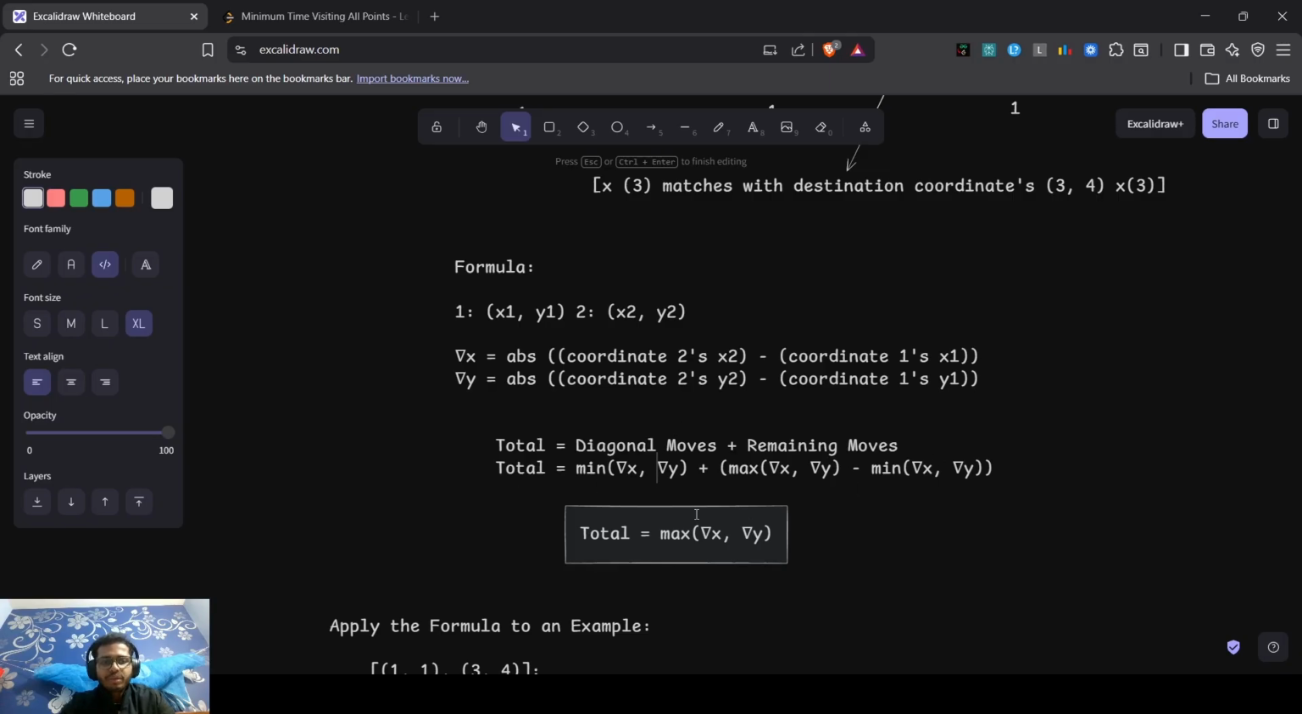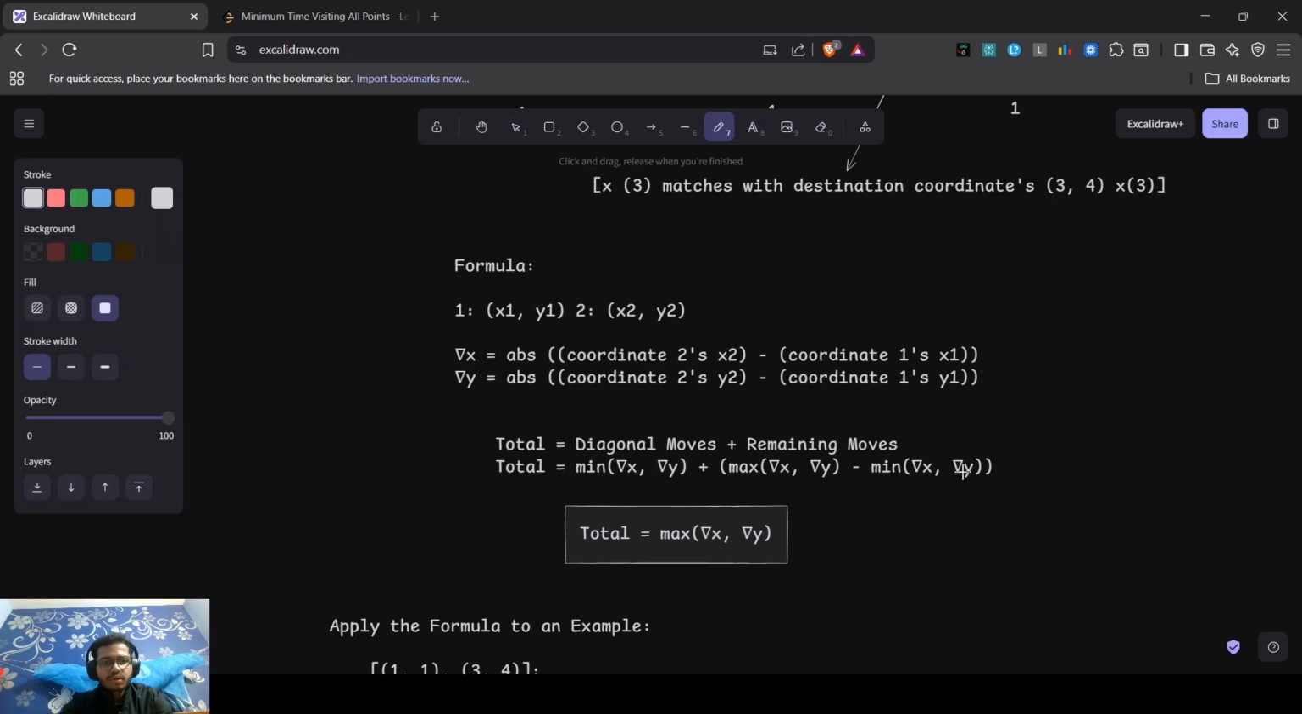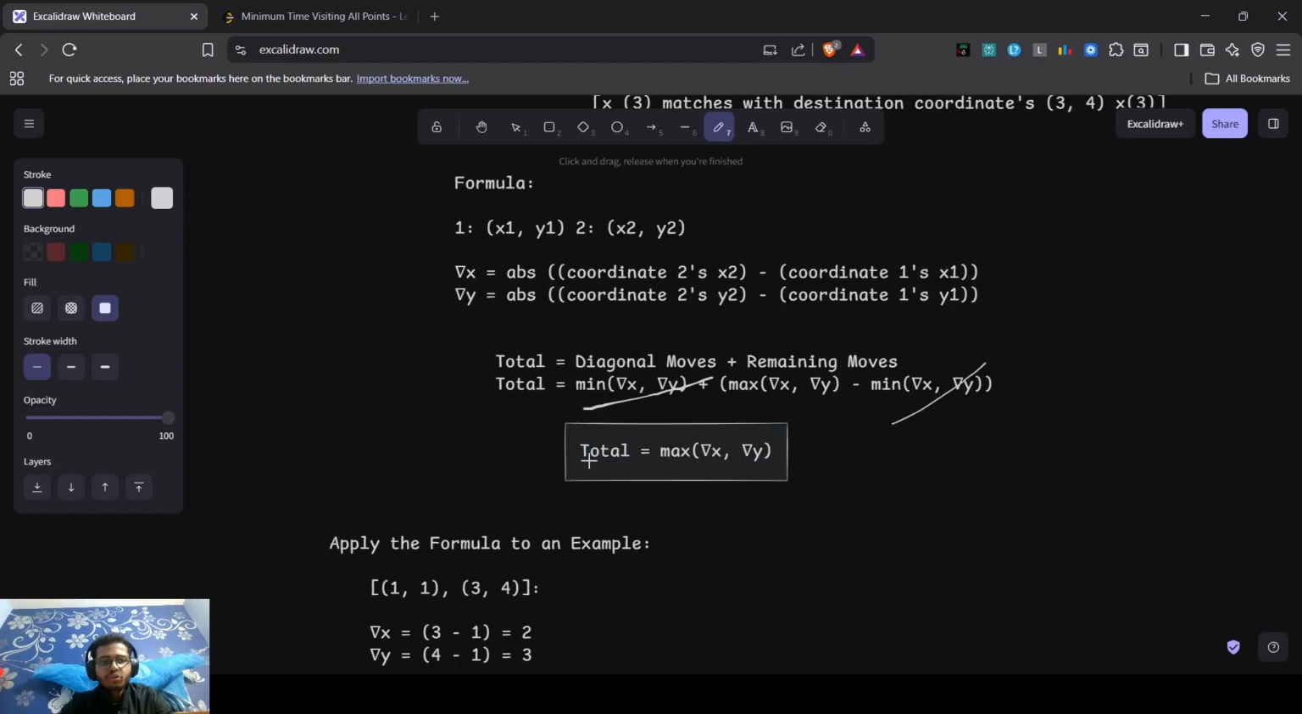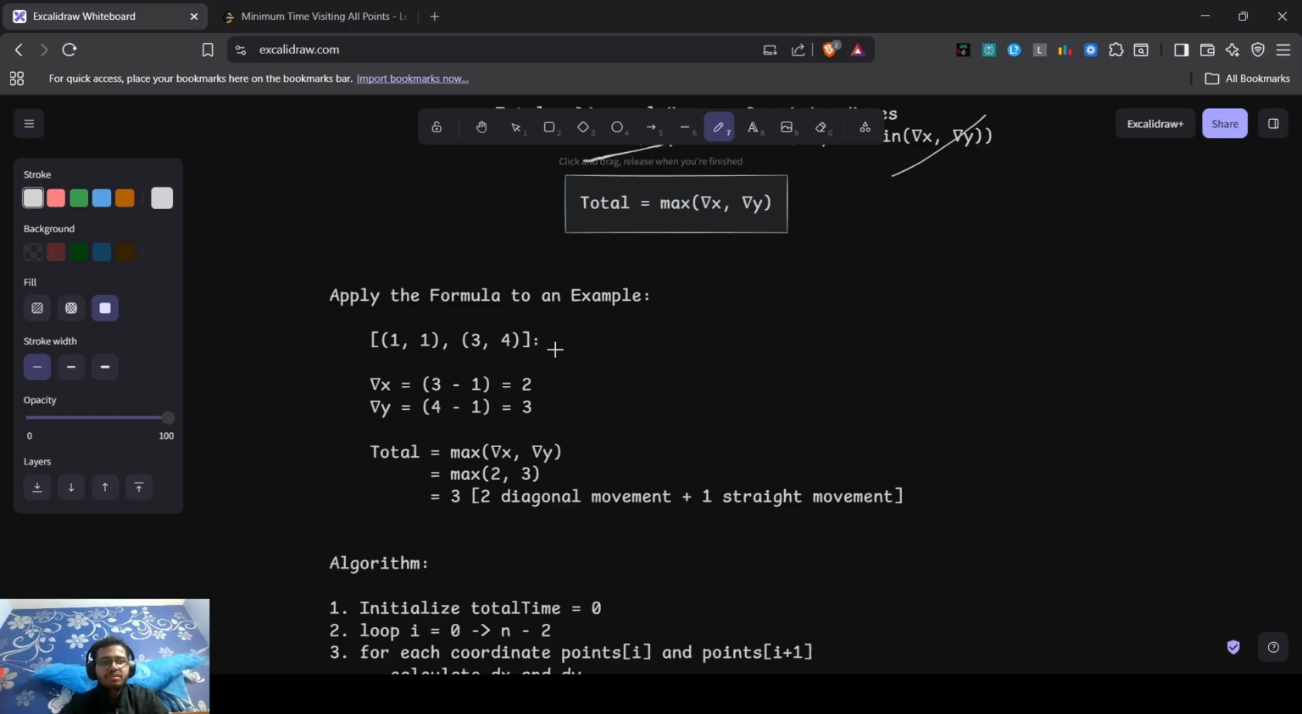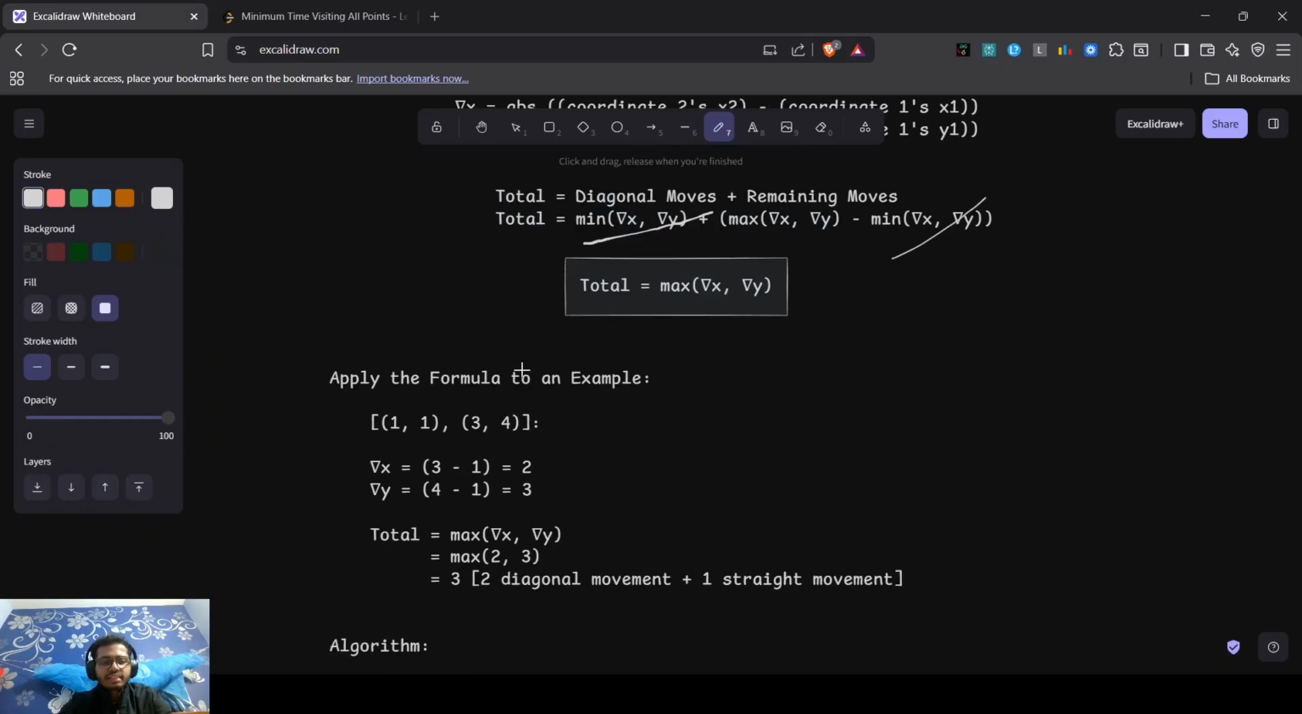Now, if you clearly observe here, this will be simplified if we just go out of the bracket. Then the minus minimum of del x comma del y and plus minimum of del x comma del y both will cancel, and our final will be total equal to maximum of del x comma del y, right? And let's apply this formula in an example to see how exactly it's working.